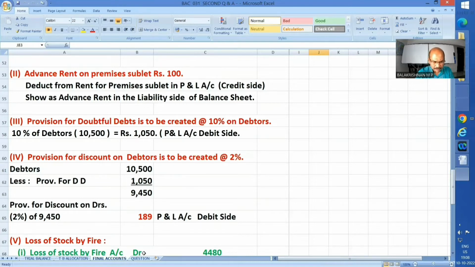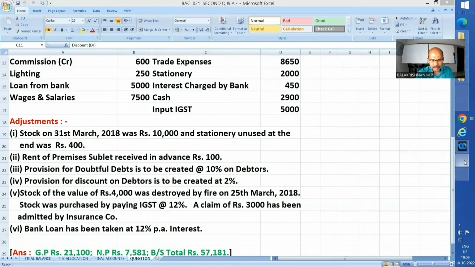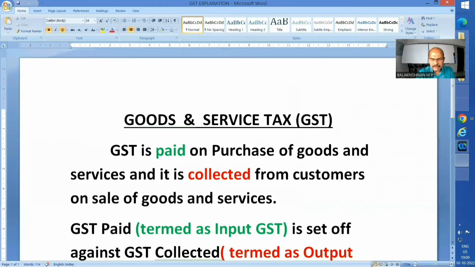Okay. Next one. Stock of value of rupees 4,000 was destroyed by fire on 25th March 2018. Stock was purchased by paying IGST at 12%. A claim of rupees 3,000 has been admitted by insurance company. The stock destroyed and claim admitted is a very usual thing. There is an extra thing that has come, the IGST part. In case you do not have any idea about IGST, I am going to explain that one. Goods and service tax, where IGST comes.